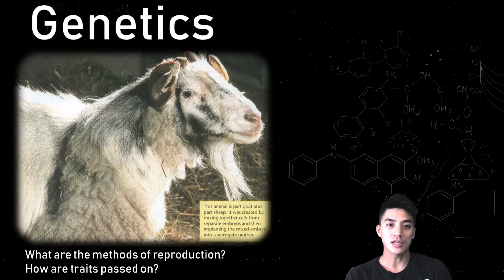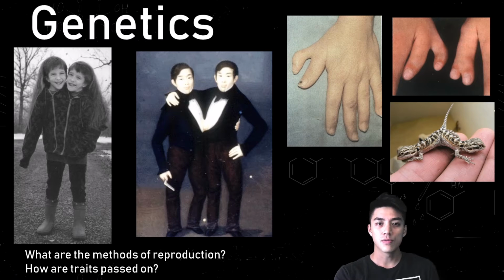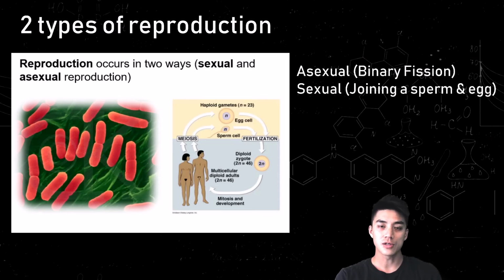Today we'll go into genetics, which is the branch of biology in which you study heredity and how traits are passed on. As we study genetics, we'll look at the methods of reproduction, the process of meiosis, and how mutations occur. Reproduction occurs in two ways.